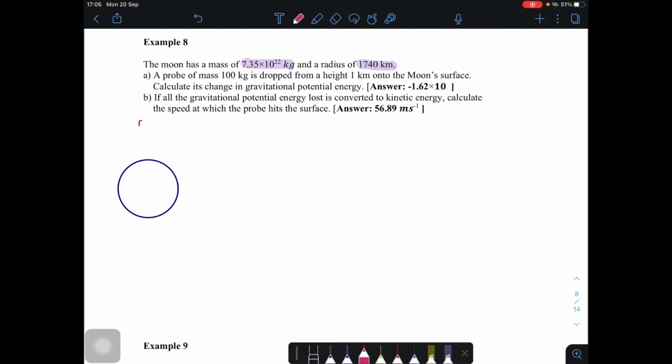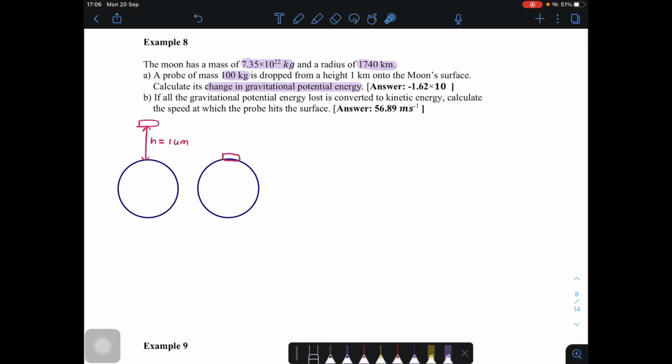So we have an object here which is at the height of 1 km, and then it is dropped onto the moon's surface. So meaning that now it is on the moon's surface here. Okay, so this object with mass 100 kg. Now we want to calculate the change in gravitational potential energy. Okay, we want to calculate the change.